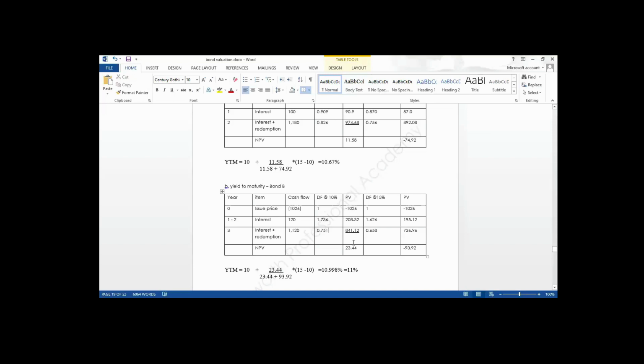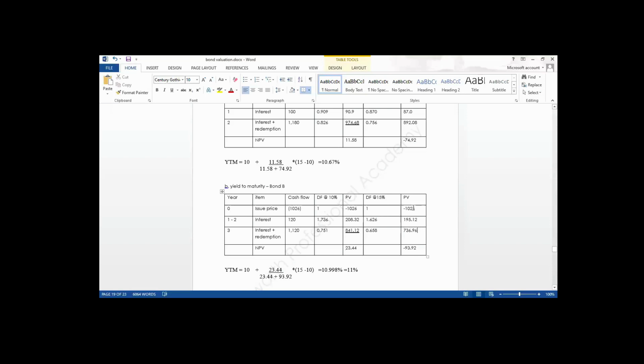So get your present value. Sum up. At 10%, you are going to get positive NPV, 23.44. Once you get positive, you can now increase the rates. I've increased to 15. At 15%, this is 1. Annuity factor 15% year 1 to 2, I have 1.626. Then the discount factor year 3 only, 0.658. Get your present value.